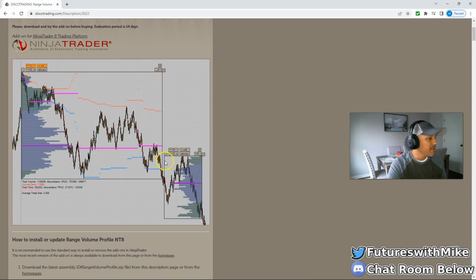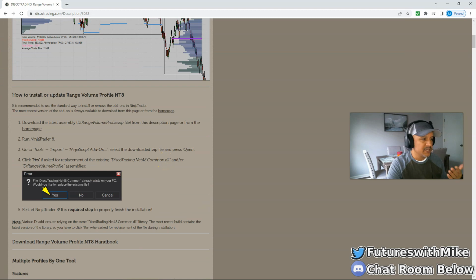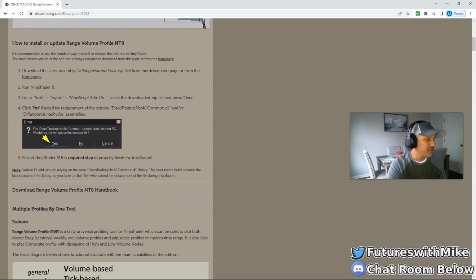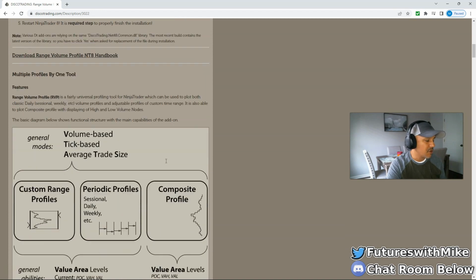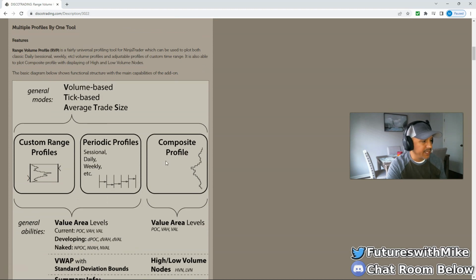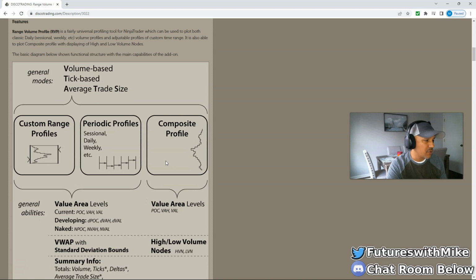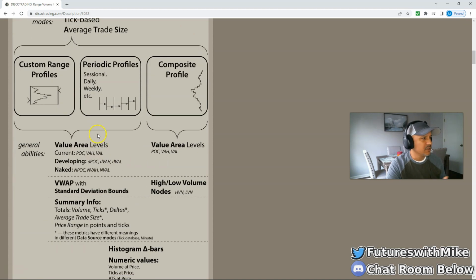But if you scroll down, you can look to see pretty much they walk you through how to install the indicator to your charts, or how to download it, install it to the NT8, and then upload it to your charts, whatever the case is. But you can see there are tons of general abilities or features that are packed into the suite itself.